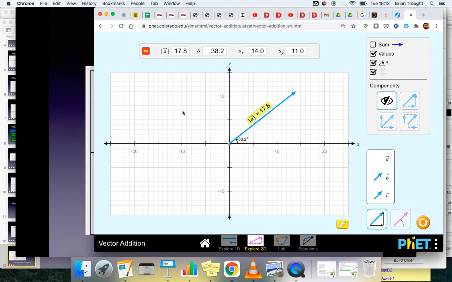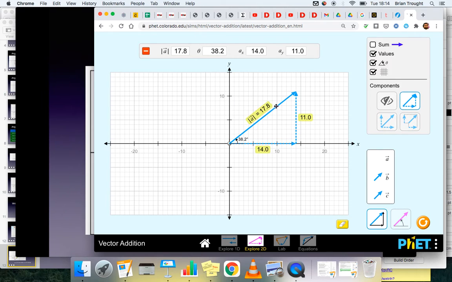Okay, the next thing we want to do is look at vectors in terms of what are called their i and j components. So we have a vector here, the magnitude is 17.8, the angle is 38.2. The two components are the vertical component and the horizontal component. Vertical component is 11, horizontal component is 14. And what I do is I move one of them so that we get a vector triangle.